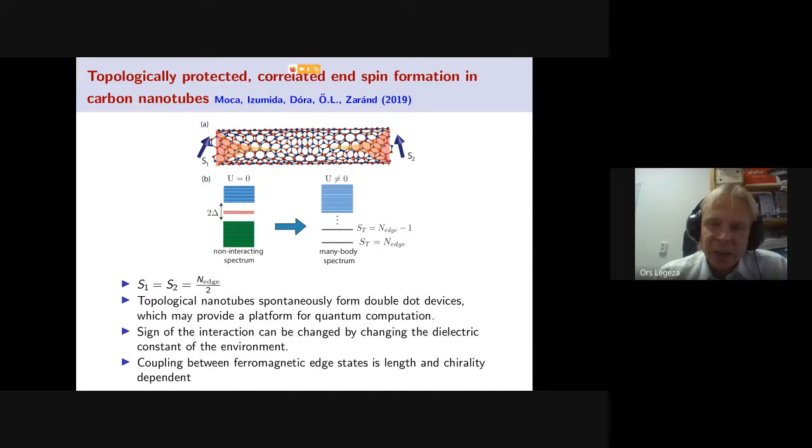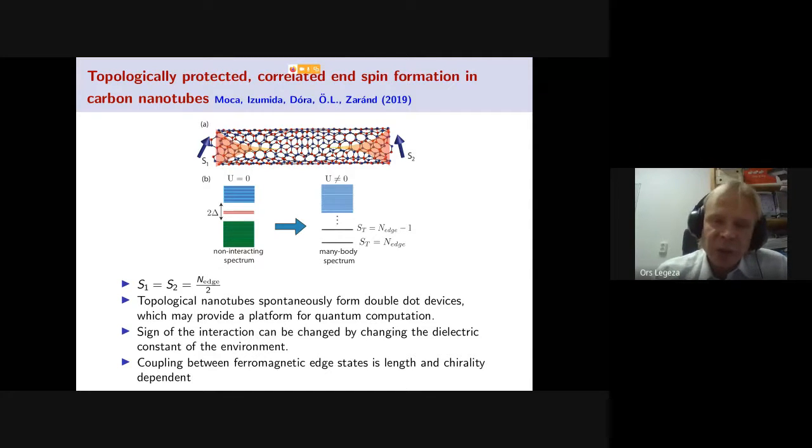Let's say we take a nanotube. In this nanotube, there are these end spins which are topologically protected, and there are so-called in-gap states for U equals 0. And then when we switch on the interactions, the ground state has basically a spin which is related to the number of the edge spins.